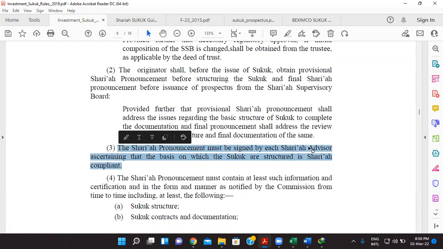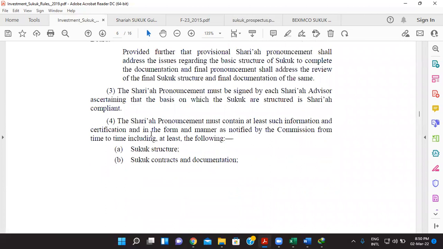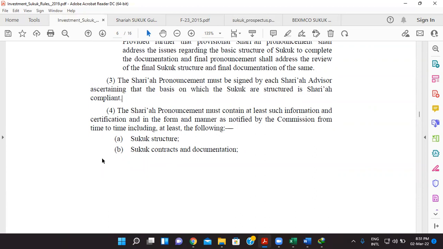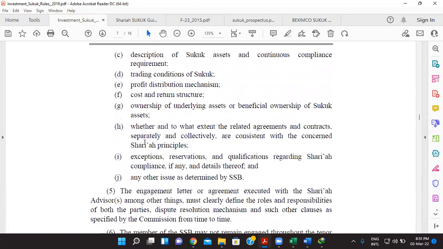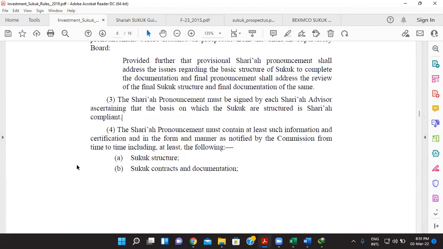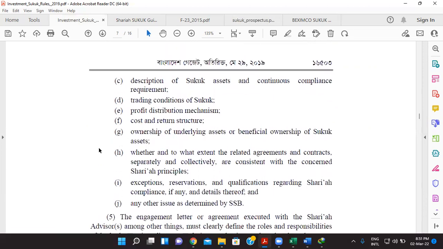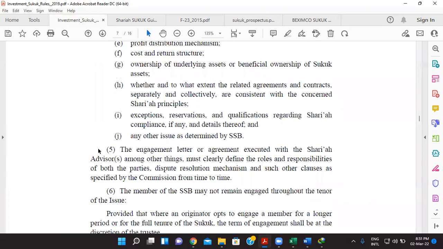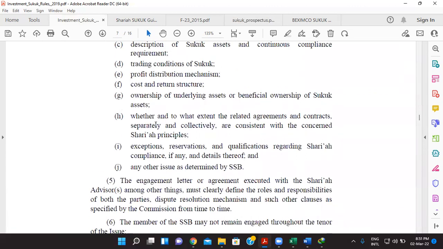Okay. Each Sharia advisor, say if your Sharia Supervisory Board consists of 5 members, each of them should sign on the document individually. The Sharia pronouncement must contain at least such information and certification and in the form of manner as notified by the commission from time to time, including at least the following: sukuk structure, sukuk contents document, these things. So the pronouncement document should include these things. But the structure has been given in Schedule A, and they also explain under this point.